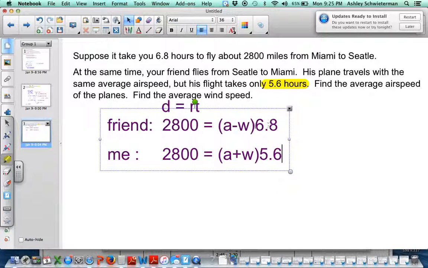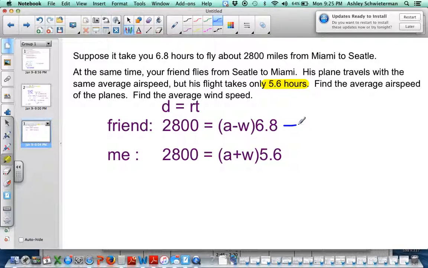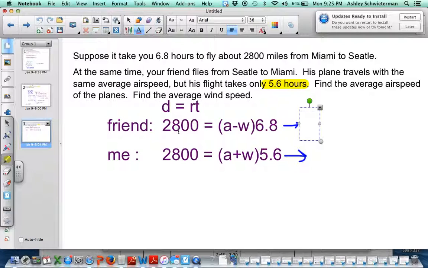These are just two numbers being multiplied together here. This is a number, this is a number. Get rid of the decimal by dividing both sides of the equation by 6.8. In this one, I divide both sides by 5.6. So here I would take 2,800 and I would divide by 6.8. And I would get not a pretty number. I would get about 411.8. And I'm going to round.